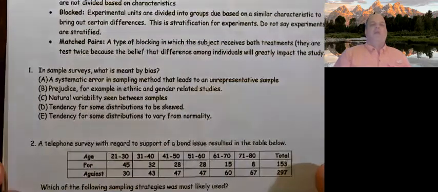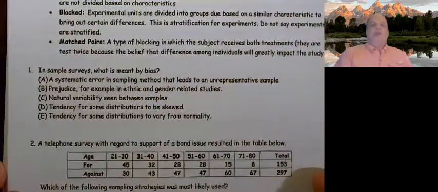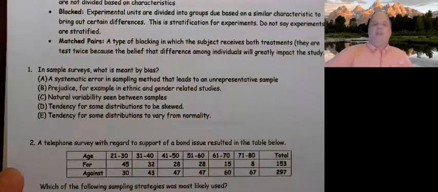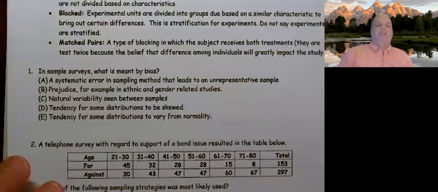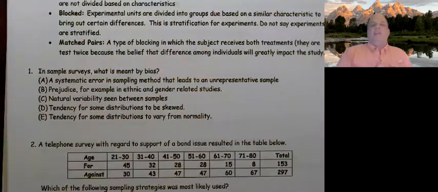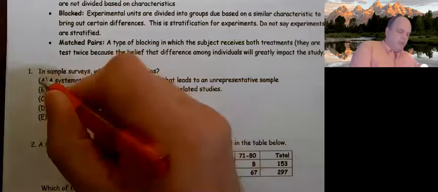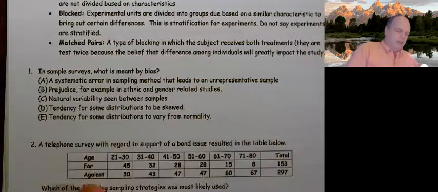In a sample survey, what is meant by bias? Well, we remember that bias is overrepresenting or underrepresenting part of the population. And generally speaking, it's a systematic error in sampling method that leads to an unrepresentative sample. In other words, the sample does not look like the population. The best answer in this case is letter A.